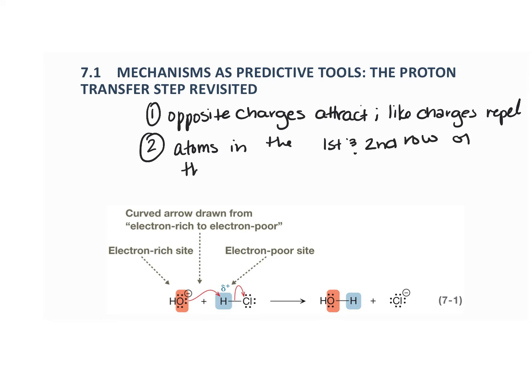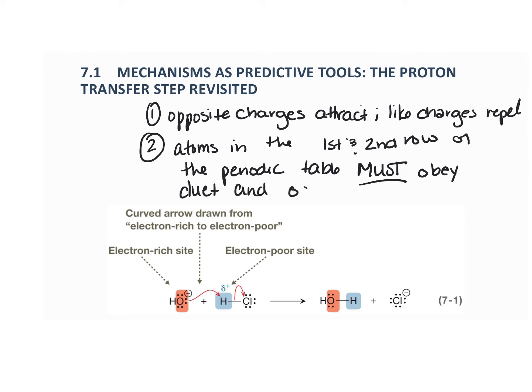And then the second big thing we need to remember is that atoms in the first and second row of the periodic table must obey the duet and octet rules. That means you cannot have any expanded octets, right? So these atoms, first and second rows there, are only going to have either 2 electrons, for example, in the case of hydrogen, or 8 electrons around them, for example, in the case of carbon or nitrogen.